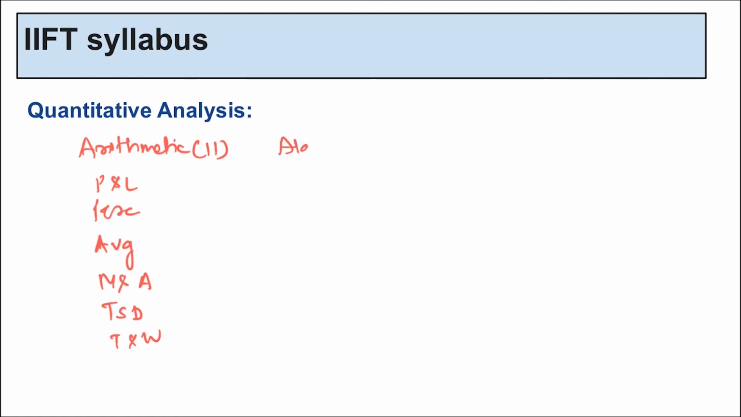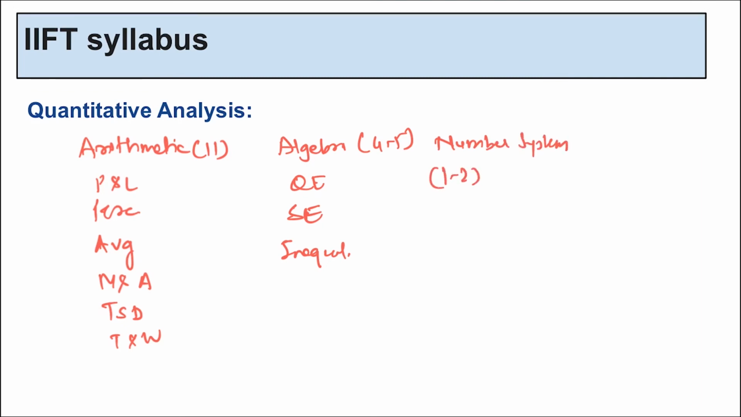Algebra, basically your quadratic equations, simple equation, inequalities, all of these topics have to be done. You can expect 4 to 5 questions in your exam on algebra. Number system, you can expect 1 or 2 questions, and you can cover topics like units digit, remainder theorem, LCM, HCF, factors and prime numbers and all that stuff. Then comes your geometry.